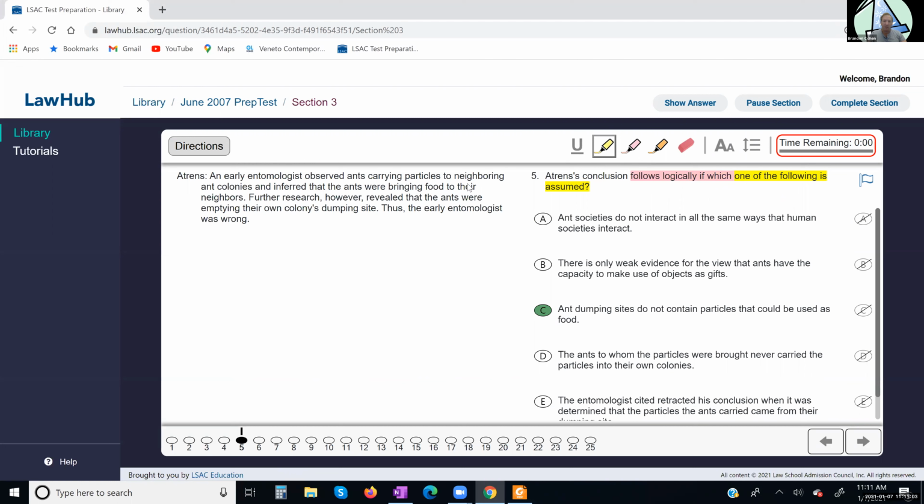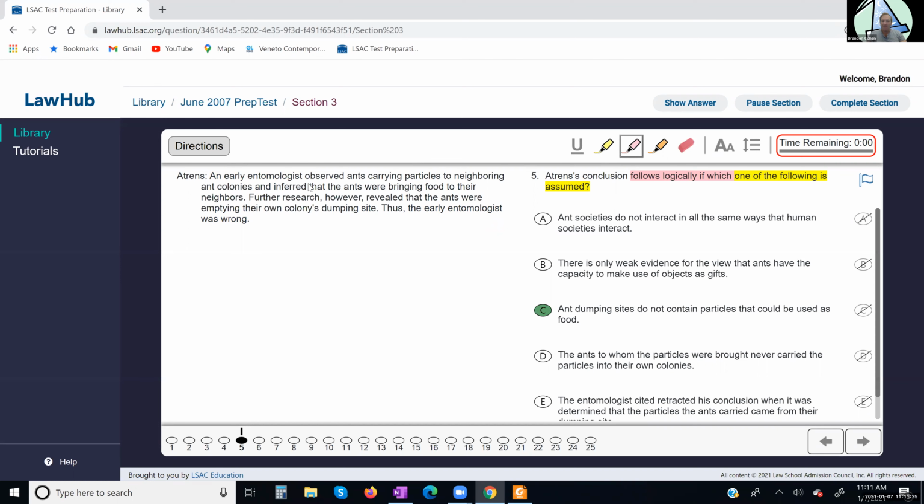So now, in terms of putting it into action, the conclusion is the early entomologist was wrong. Now, we have talked about this in lesson 1, the structure of a negative reference conclusion, where they're referring to somebody else and saying they are wrong. So what we want to do is find that person. So here's our early entomologist, but we actually want to ignore it because we don't actually care about the person himself. They're not focusing on the source. They're focusing on what the source is saying.